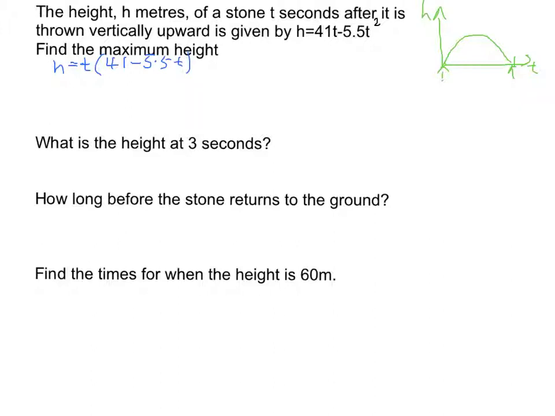Now, looking for where h is equal to 0, I can make this equal to 0 and then apply the null factor theorem. So we're going to have either t equals 0 or 41 take away 5.5t equals 0. Now if I rearrange that second one, we've got 41 equals 5.5t. Then if we divide both sides by 5.5, we'll get t is equal to 41 over 5.5.